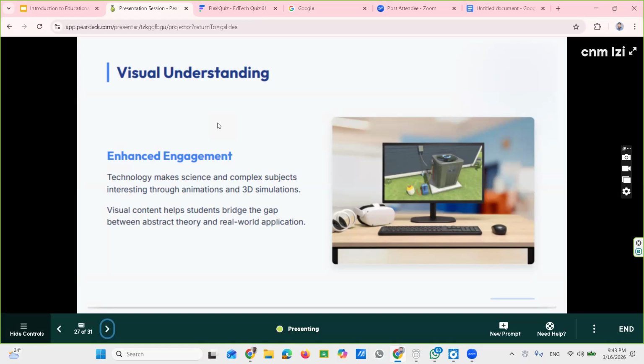Another important statement there, visual content. These visual contents help our students reduce the gap between abstract theory and real world application.